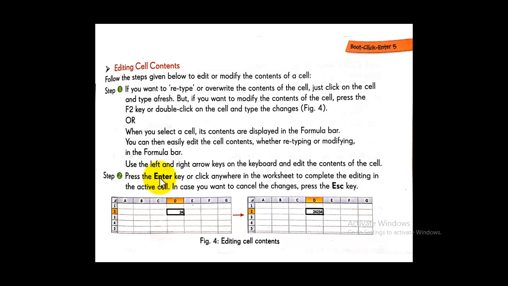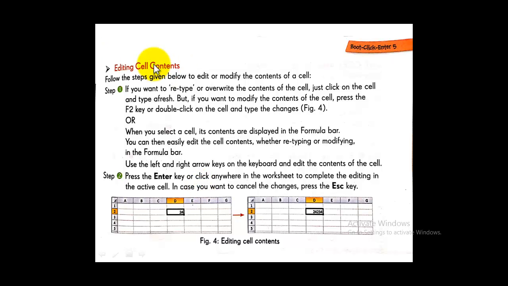In case you want to cancel the changes, press the ESC key. ESC is the Escape key from the keyboard, which is present in your top left corner. Click on it, and the editing will be cancelled. Now this is how we edit the cell contents.